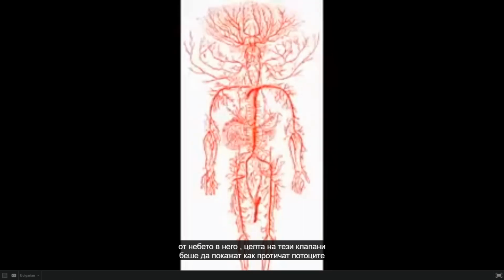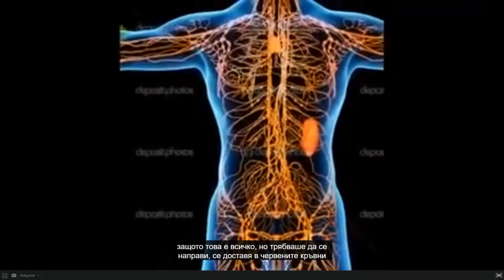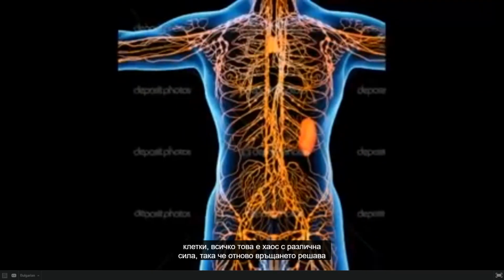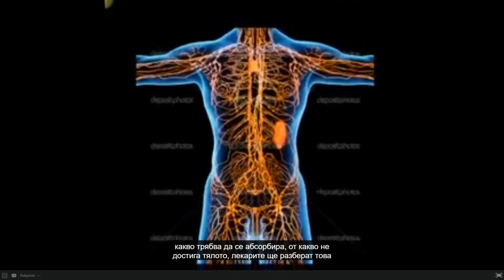The purpose of these valves was to show how flows are and how flows create friction. The same thing happens in your body. When the blood flows, it creates a different kind of directional magnetic field between what's going out and what's coming back. And usually the return flow of the blood is the base, because everything it had to deliver is done. In the red blood cells, it's all mayhem of different strength. So again, the return decides what needs to be absorbed, what the body is short of. Doctors will understand this in the coming time.